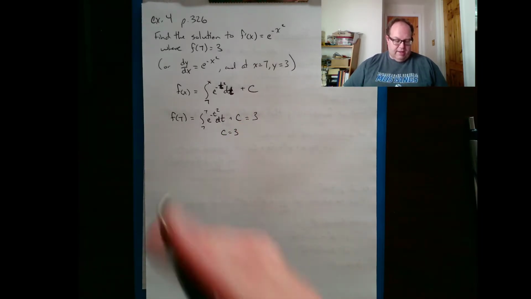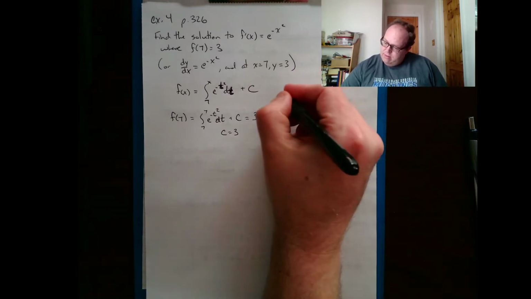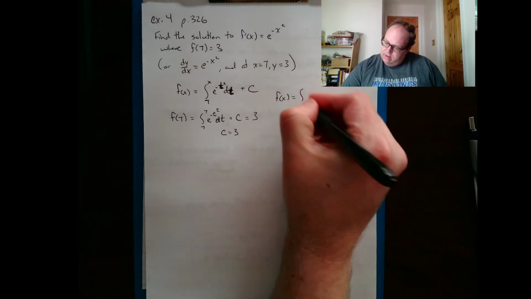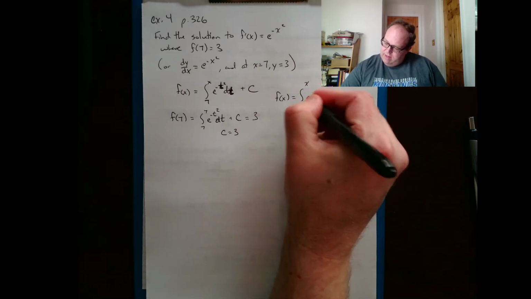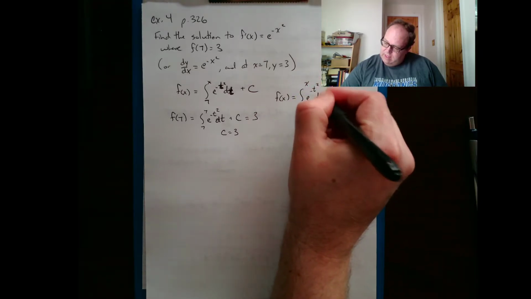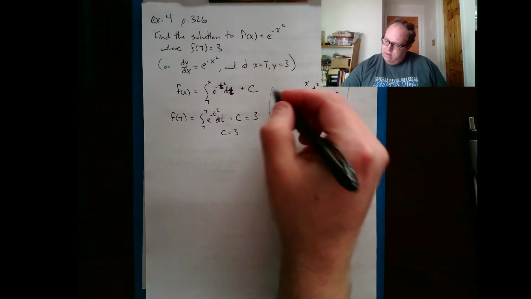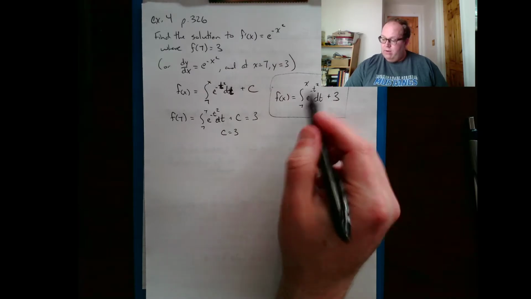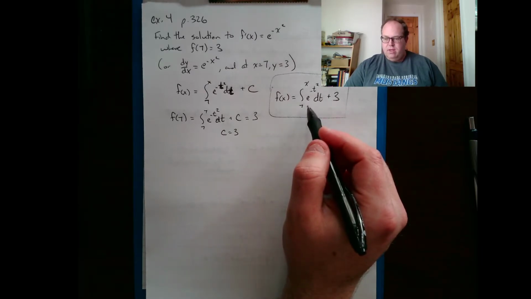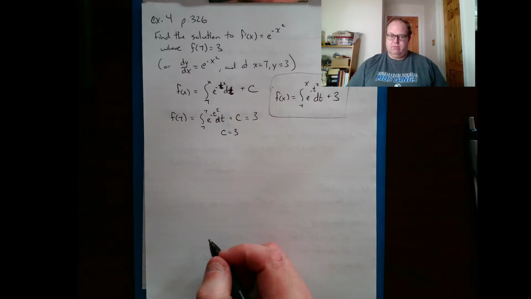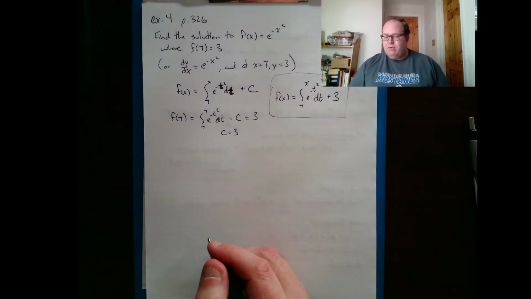And so I can generally say that this function is equal to the integral from 7 to x of e to the negative t squared dt plus 3. So without necessarily knowing what that integral works out to, I can still use it in my solution. It's a little bit of a redundant solution.